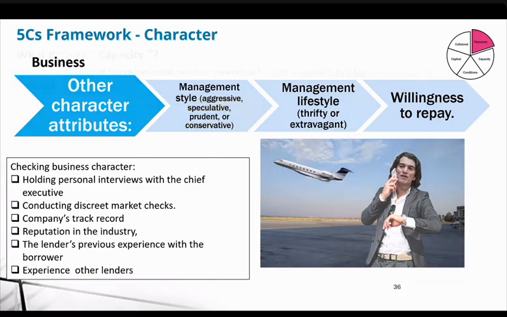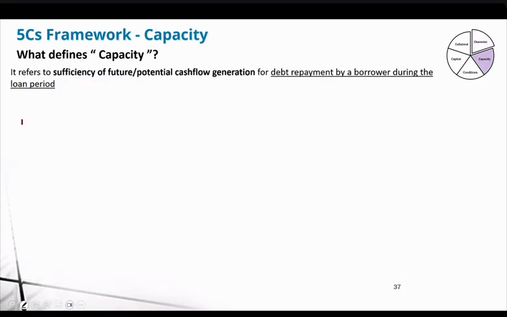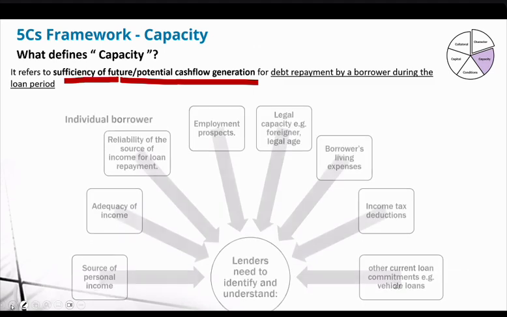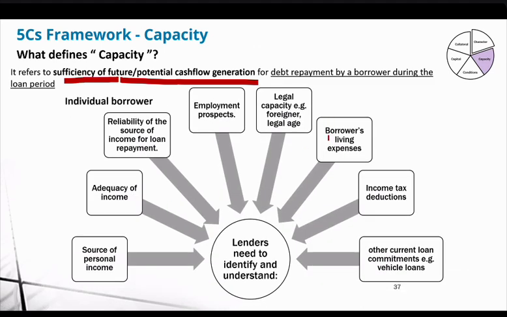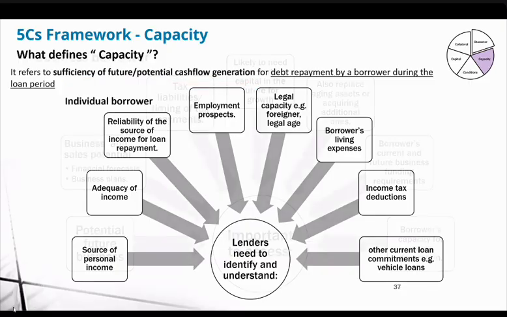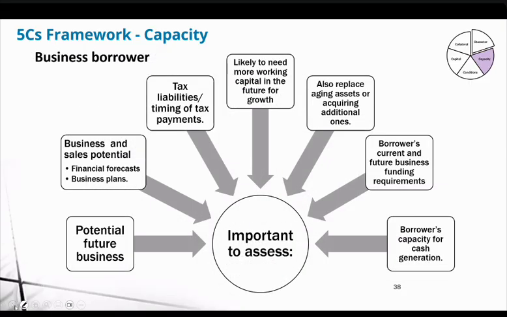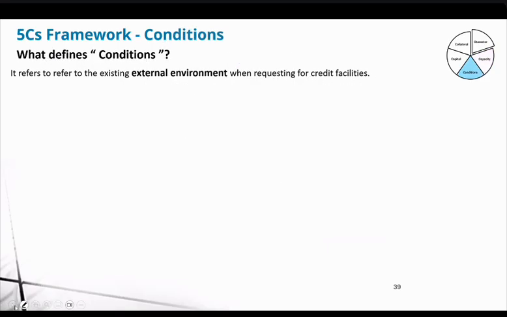Now, from the capacity perspective, do they have sufficient future and potential cash flow generation? This is the individual borrower information you need to get. On slide number 38, this is the business borrower information that you would like to check to assess their capacity to generate cash flow. Conditions refers to the external environment.